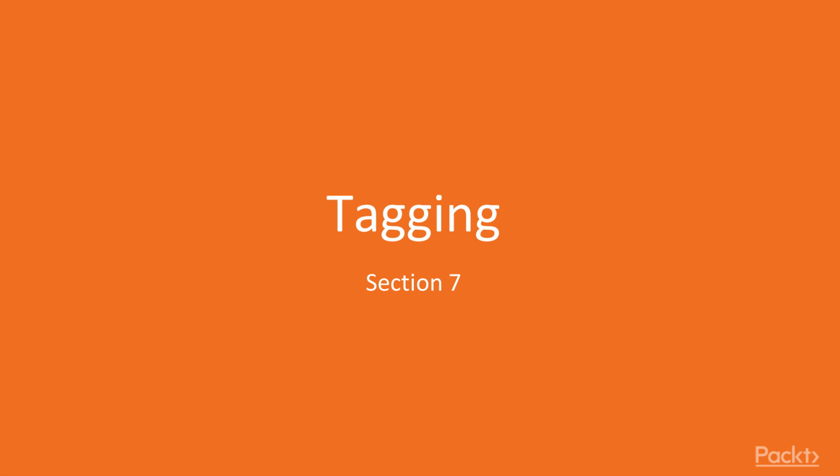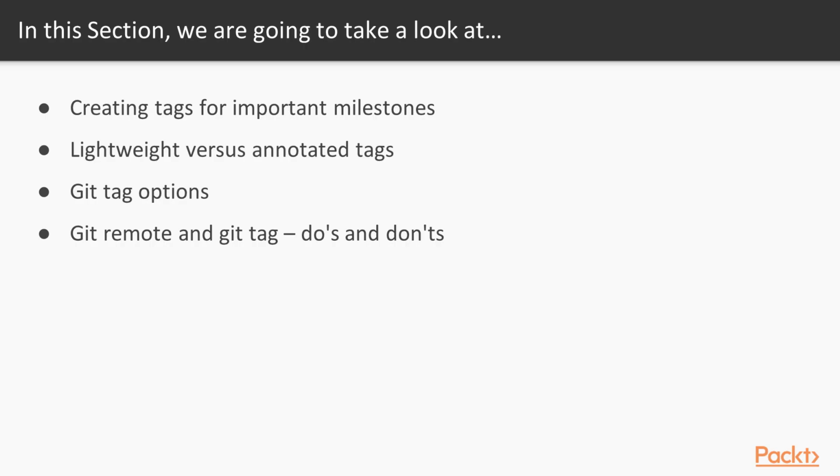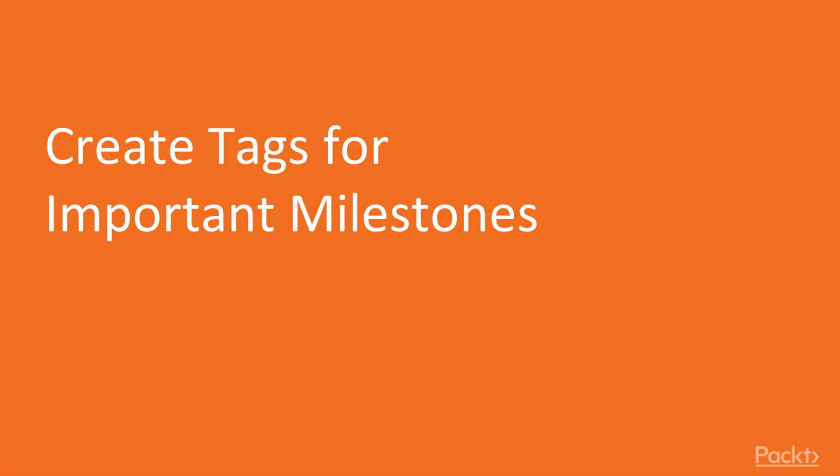In this section, we will explore the git tag command. We will start with a bit of theory about how and when a tag should be created, and we will see also the basic usage of the git tag command. After that, we will explore the two types of tags that are lightweight tags and the annotated tags. In the third video, we will explore the most important options that are available for the git tag command. And to conclude this section, we will see the dos and don'ts of working with a git tag when our repository is connected to a remote. Let's start with our first video.